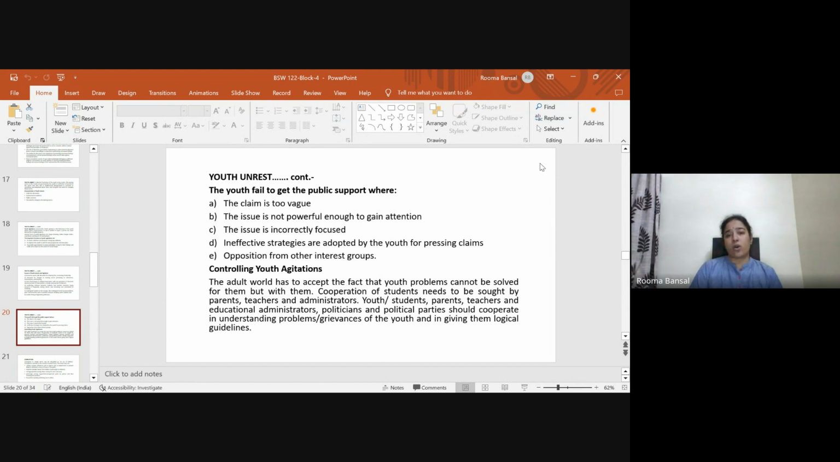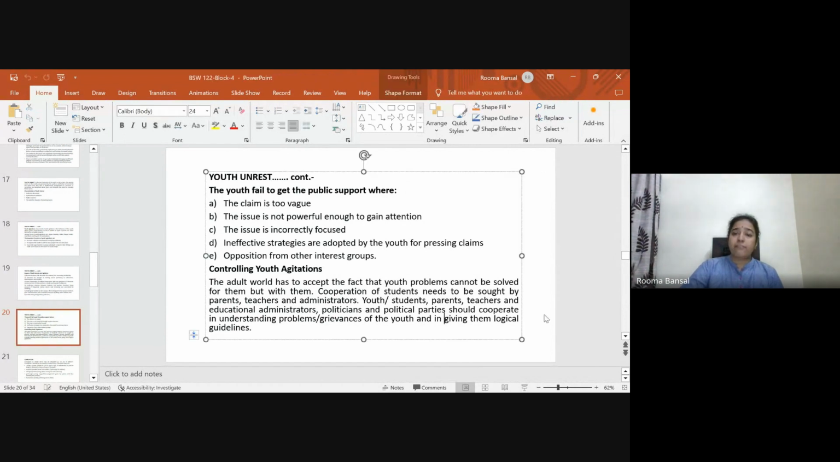Cooperation of students needs to be sought by parents, teachers, and administrators. Youth or students, parents, teachers, educational administration, politicians, and political parties should cooperate in understanding the problems and grievances of the youth, and giving them logical guidance. We can take the example of fee raising. Suppose an institute increases the fee of a particular course, then there should be a logical reason behind it. They should make the students and parents understand why they are increasing the fee, and what kind of facilities would be provided by these increased fees.